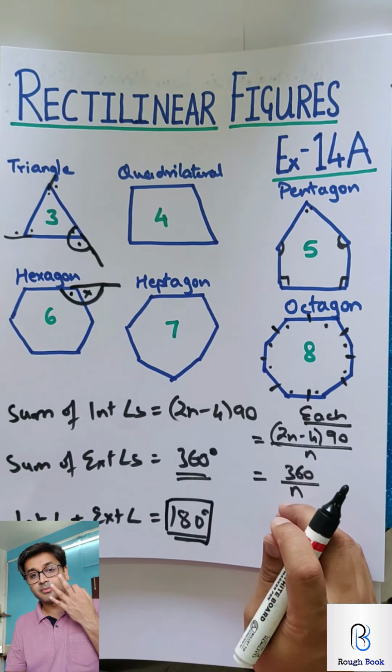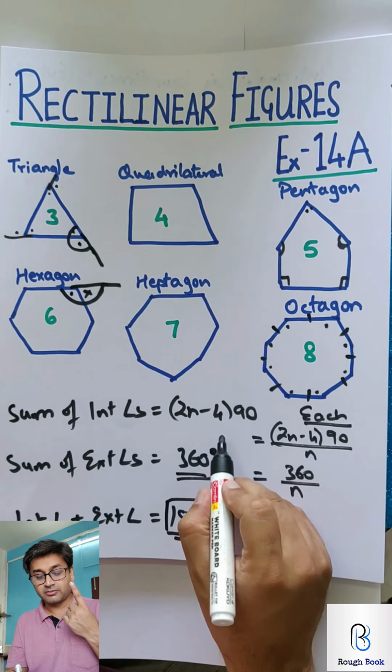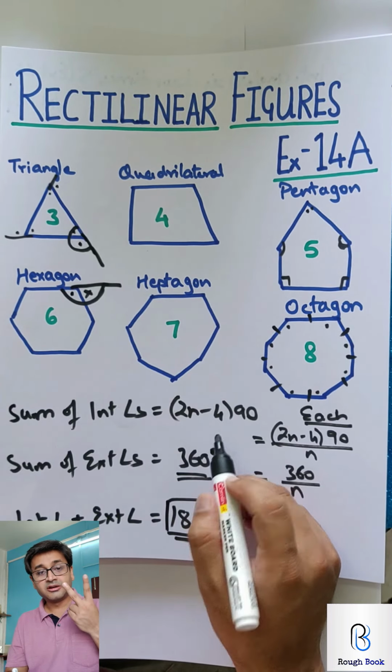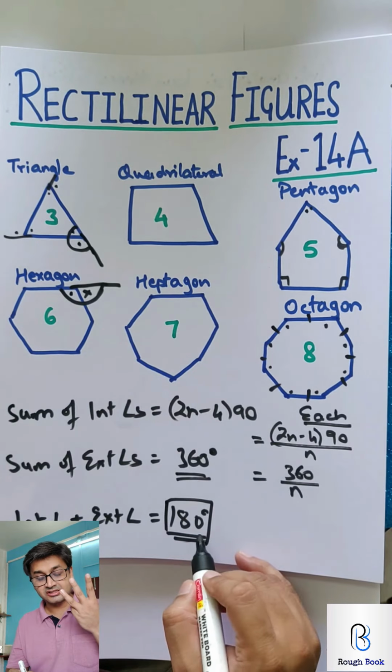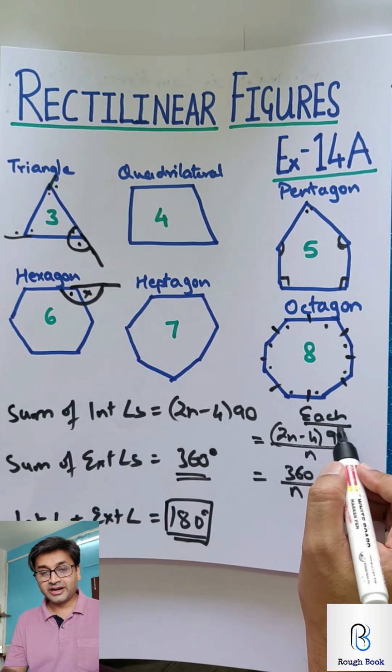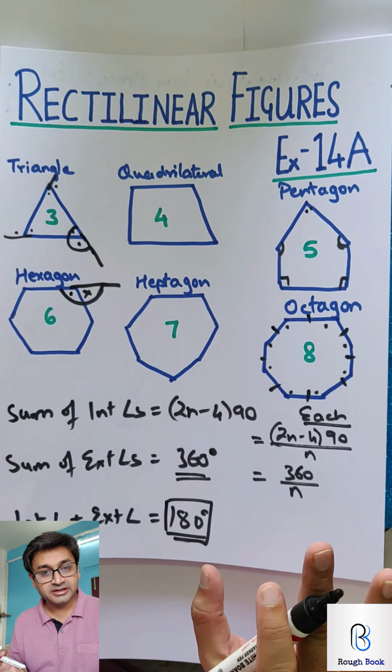So I want you to remember three things over here. Number one, sum of all interior angles is 2n minus 4 into 90. Sum of all exterior angles is 360. And interior plus exterior is 180. If you want to find each, then divide by n. Am I very clear with this basic data?